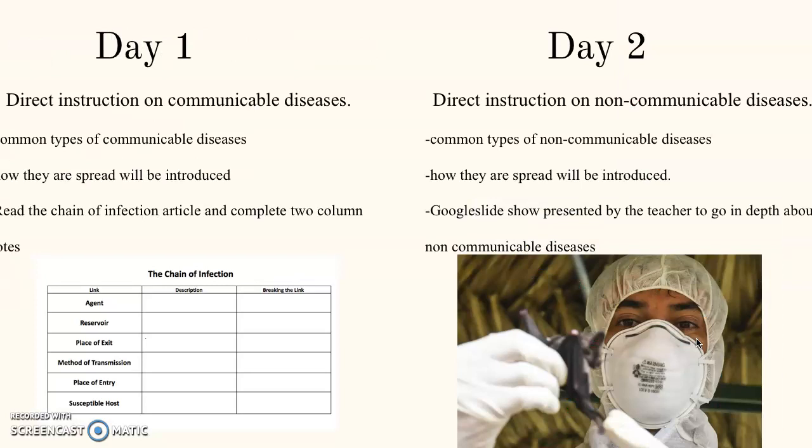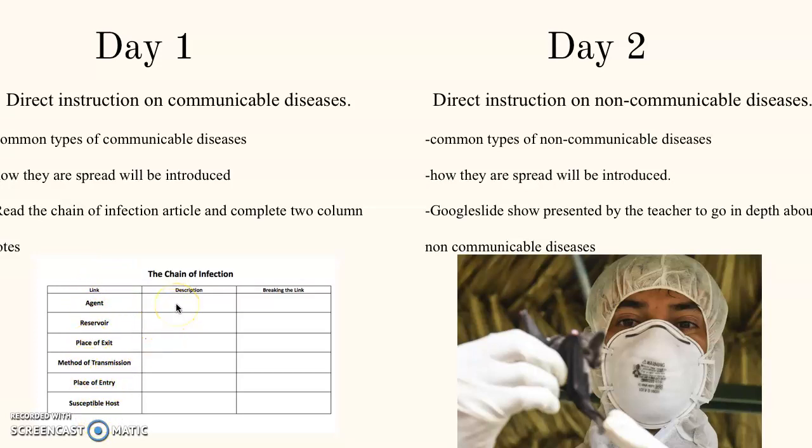So day 1, we are going to be having some direct instruction on communicable diseases. So we'll talk about common types of communicable diseases and the ways that they're spread. So if you have a communicable disease, what are the different ways that you can spread it from one person to another? And then we'll wrap day 1 up by reading the Chain of Infection article and completing 2-column notes. So below is a picture of what the 2-column notes look like. And in here are the different things that are talked about in the Chain of Infection article.